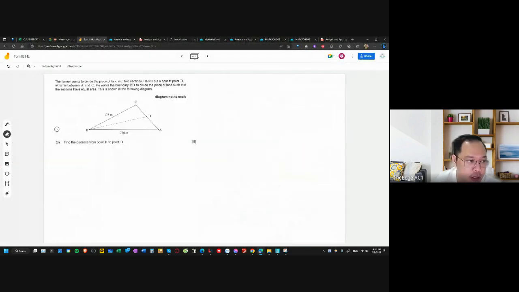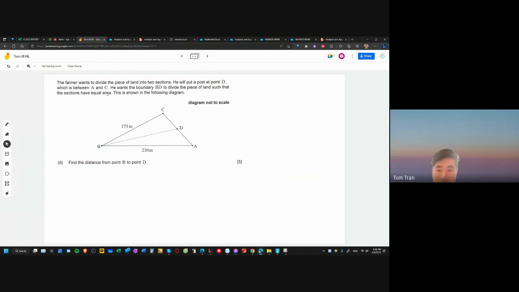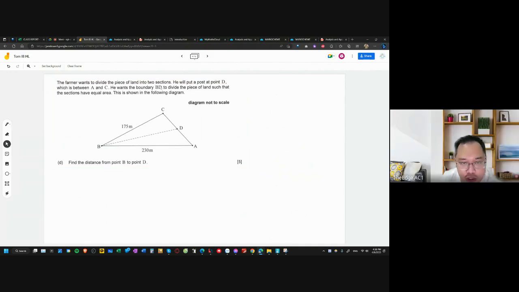Okay, the next one, part 2 of this same question, section B, the combination of many topics, usually 2 topics. The farmer wants to divide a piece of land into 2 sections. He puts a post at the point D, which is between A and C. He wants the boundary BD to divide the piece of land such that the sections have equal area, as shown by the following diagram. Find the distance from the point B to D.